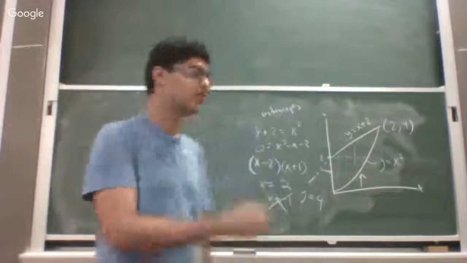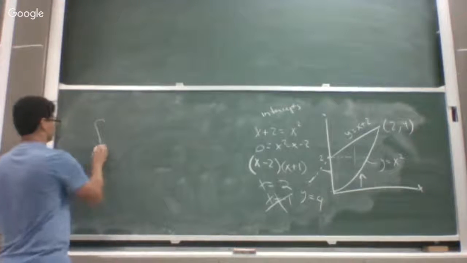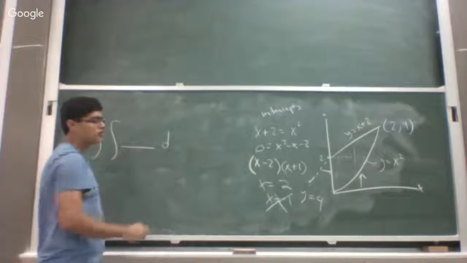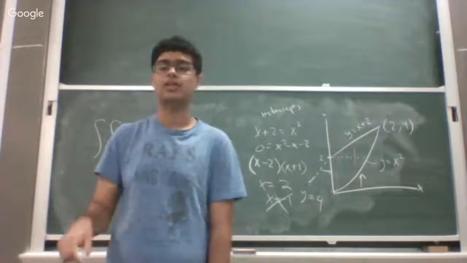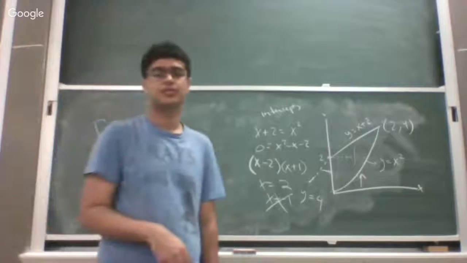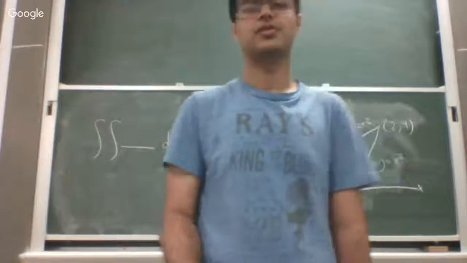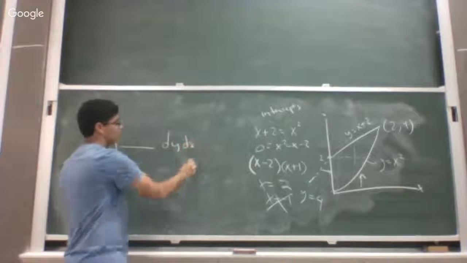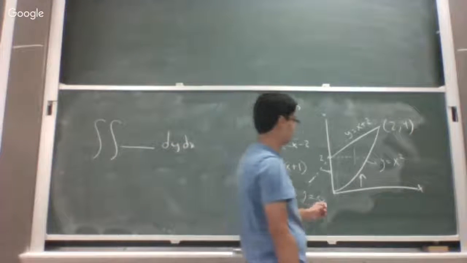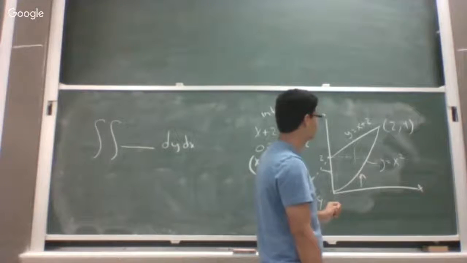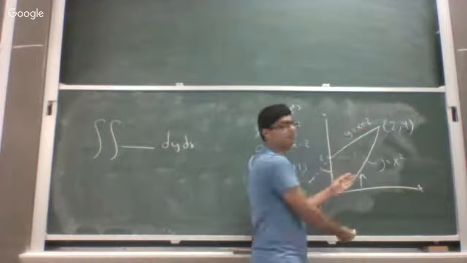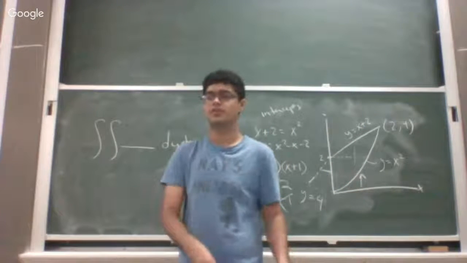Okay, so if we're going from the bottom up, would we do dx dy or dy dx? dy dx. Why? Because the change is happening in the y direction. Essentially, we're going through the y direction, up or down, so we do dy first.